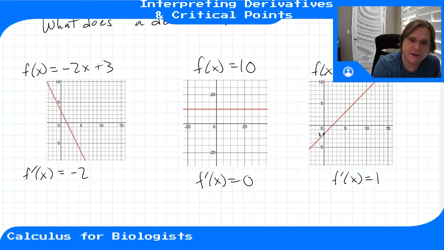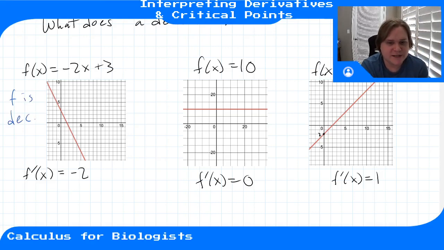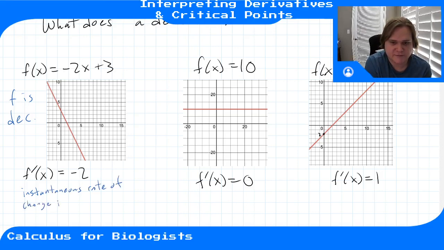So what does this mean? Well, this function is decreasing, right? From left to right, as x goes up, f goes down. So we say that f is decreasing. And what does a negative derivative mean? A negative derivative means that the instantaneous rate of change is negative at every x value for this function.